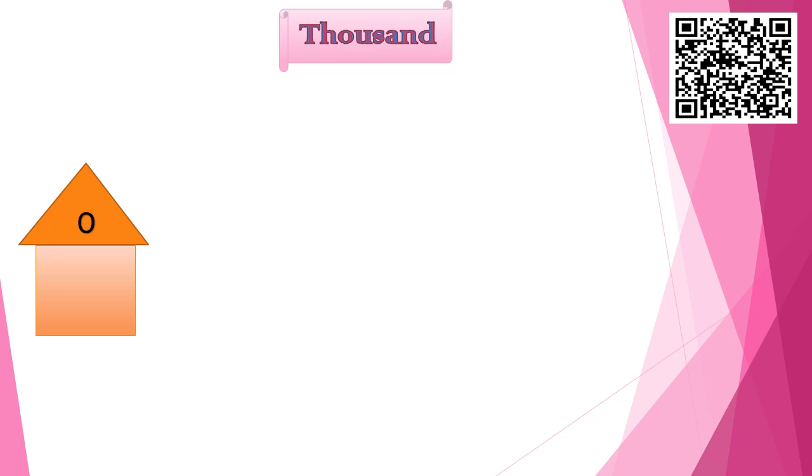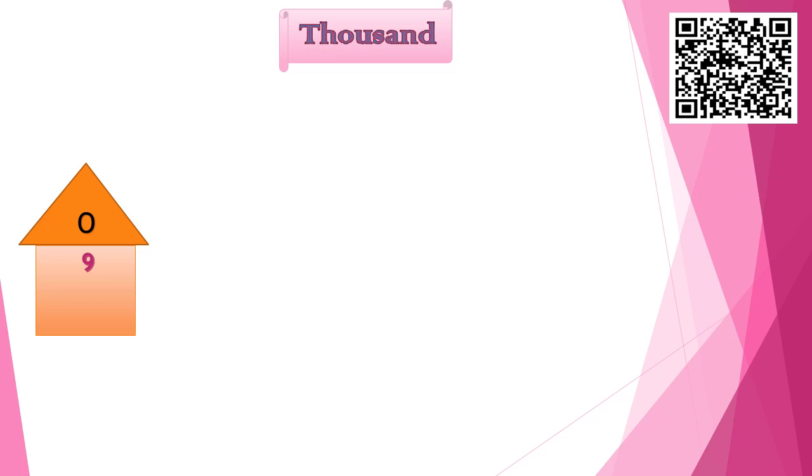Our smallest house contains only one room, this room for ones, and we said before that our condition is each room contains one digit only. So we can put inside this house one digit only. We can put 0, 1, 2, 3, 4, 5, 6, 7, 8, and 9. So the greatest number I can put inside this house is 9.